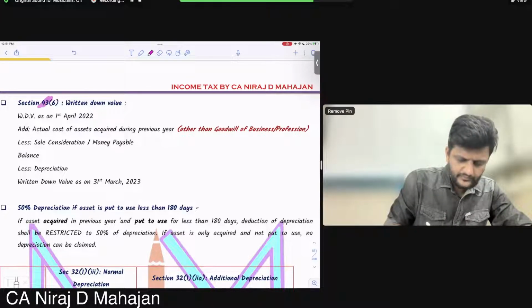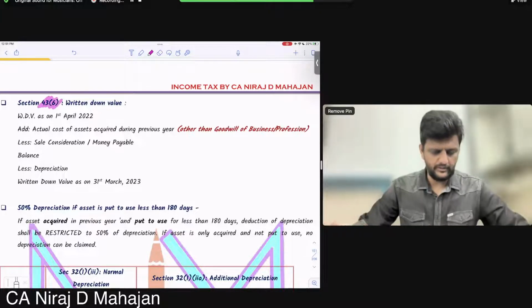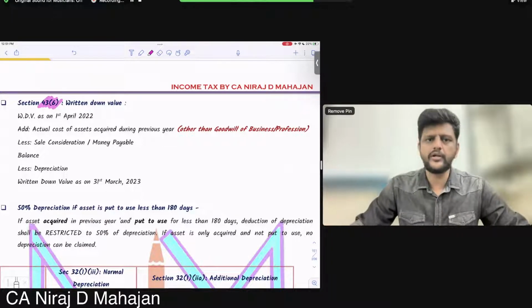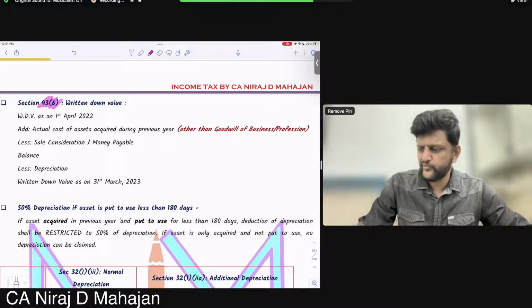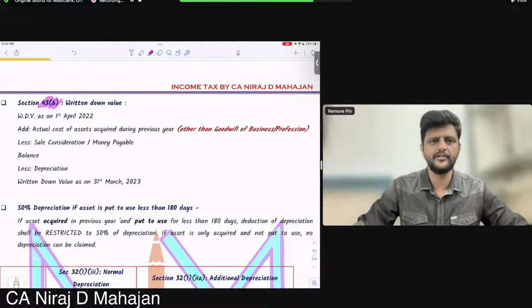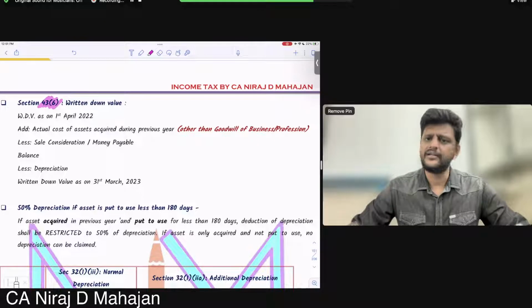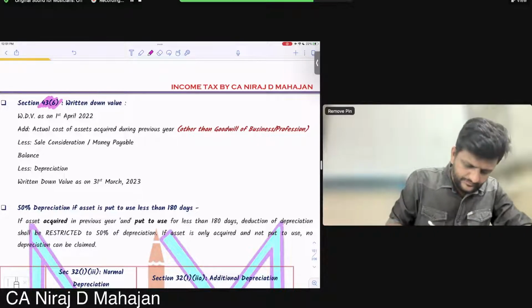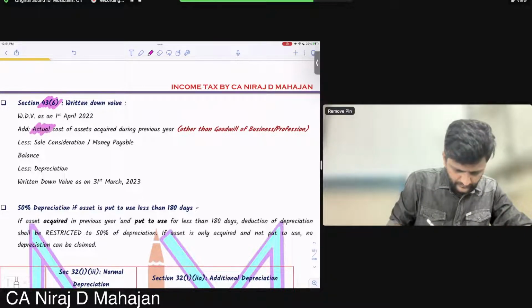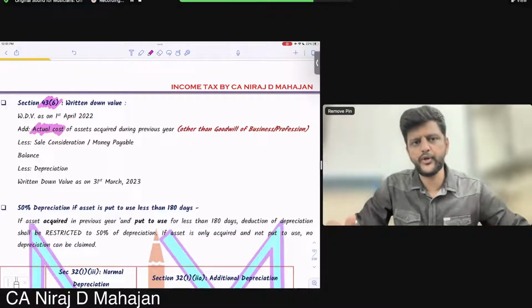43.6. WDB. Okay. So how do we calculate WDB? You will say, sir, obviously we know this. I know that, but still. Opening WDB, this much I hope you understand. Then add assets' actual cost acquired during the year.